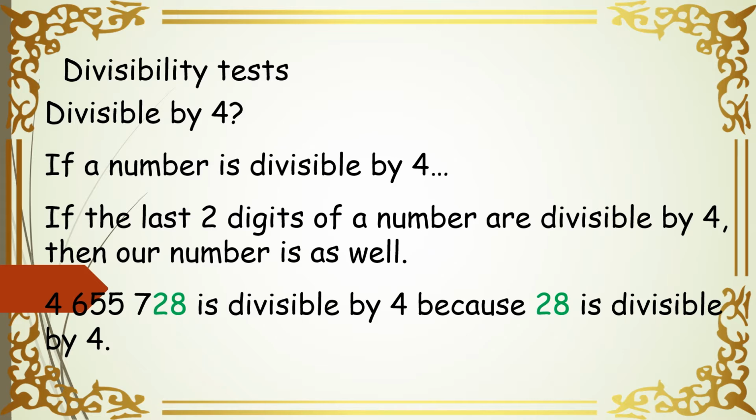Now I have such a big number here: 4, 6, 5, 5, 7, 2, 8. This is a huge number. If you talk about dividing it, it will take a lot of time. So what does it say? We have to take the last two digits, and you will see whether they are divisible by 4. For that, you have to know the 4 times table at least.